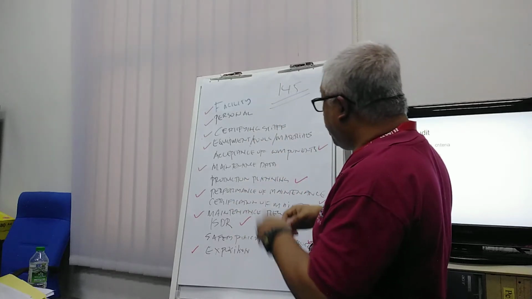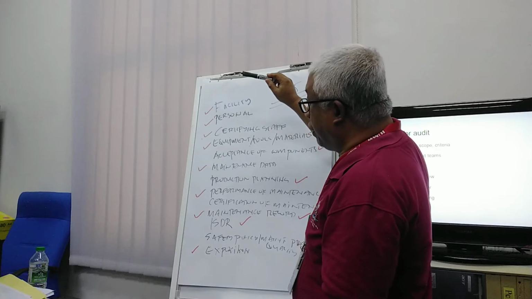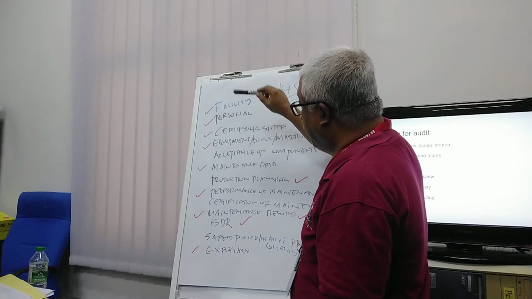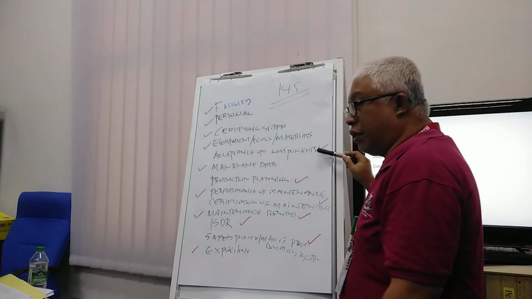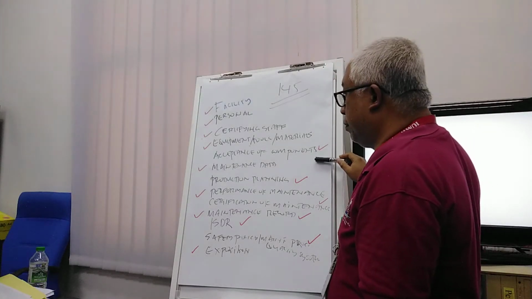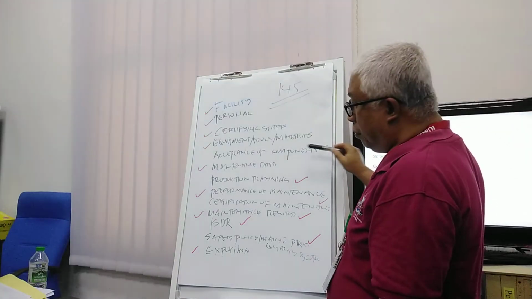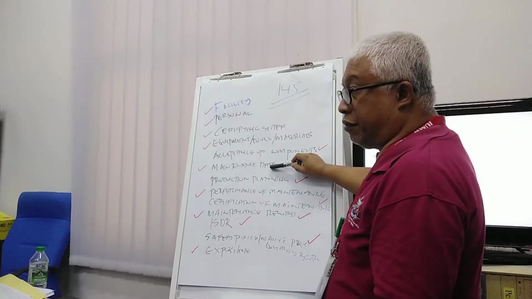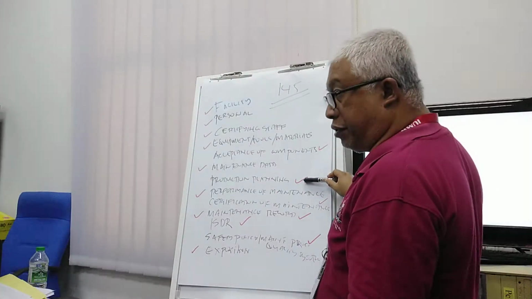So this is the prerequisite. From here, I just marked down in red what is physical: facility, personnel, certifying staff, equipment. Acceptance of component could be physical as well as procedural, but basically acceptance of component is more procedural. Maintenance data is physical, you need to see the data. And then production planning is procedural, you need to see the document.